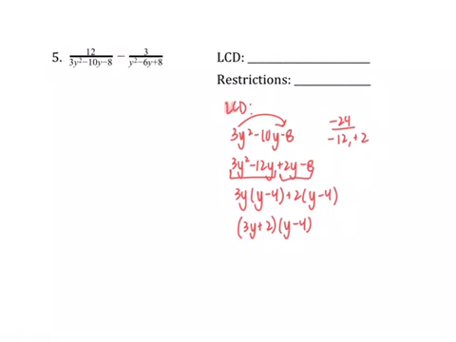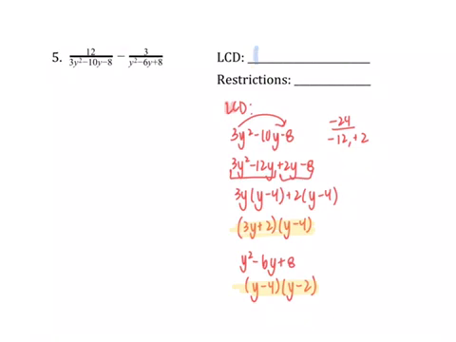So that's the first denominator. The second denominator is y squared minus 6y plus 8, negative 4 and negative 2. Multiply to give you positive 8 and add to give you negative 6. So I'm going to go ahead and highlight our two factored forms over here. Okay, so they share a y minus 4, so that's definitely going to be in our LCD.